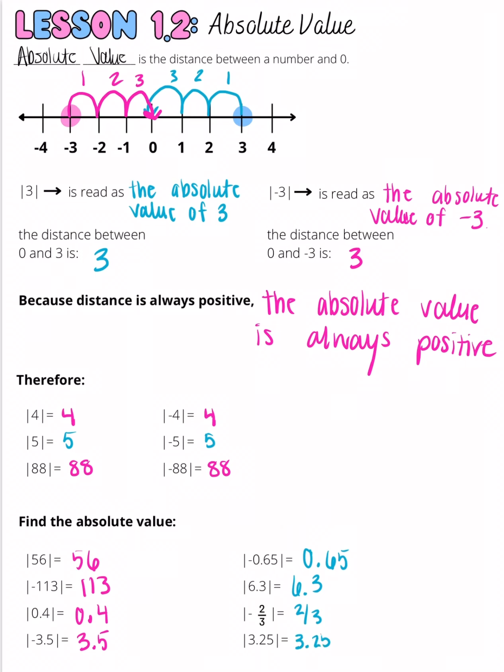So remember, because absolute value is the distance between a number and 0, you're just literally making it positive because distance is always positive.